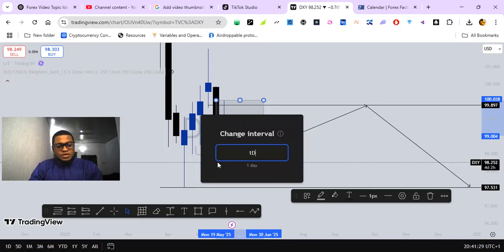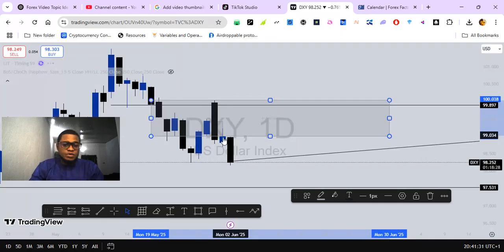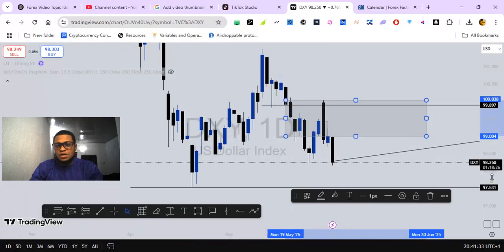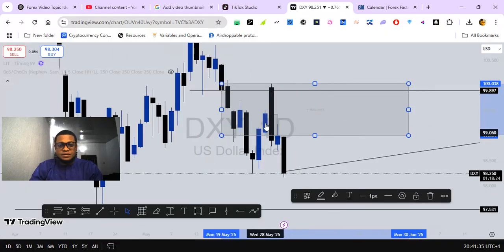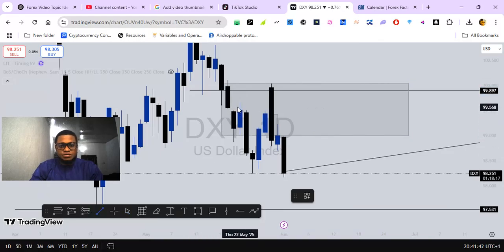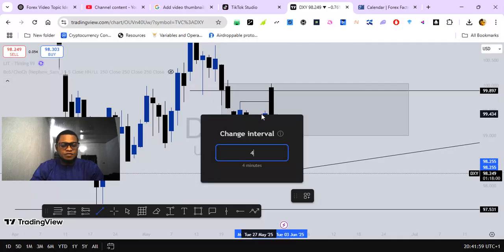So coming down to my 1 day, let me check what I have on my 1 day. So you see here I have this price action. It's more of a range, but it's not really that range, because now you see price took out this high, and we also took out this low today. So I want to see what is inside this box on the lower time frame, something like 4 hours.